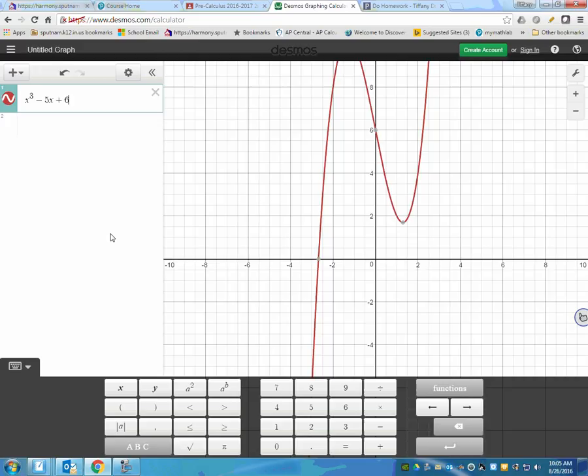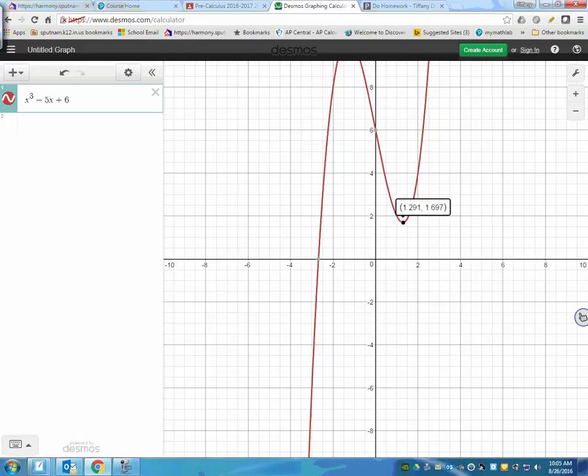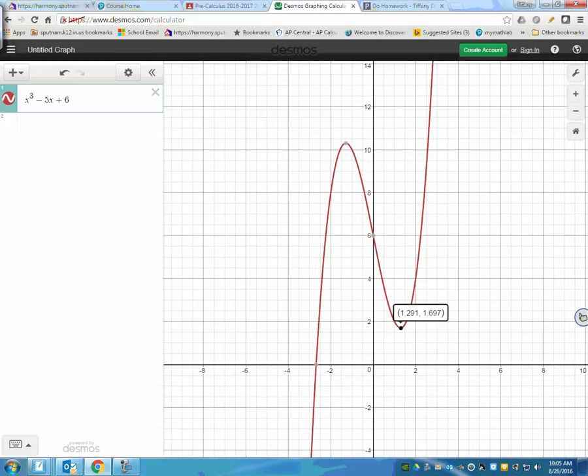This is not the one that's on the homework, but notice I graphed it, and it automatically put this point here that I can touch right there, and it gives me that local minimum value. And if I scroll up, it gives me that local maximum value without you having to do a lot of work.